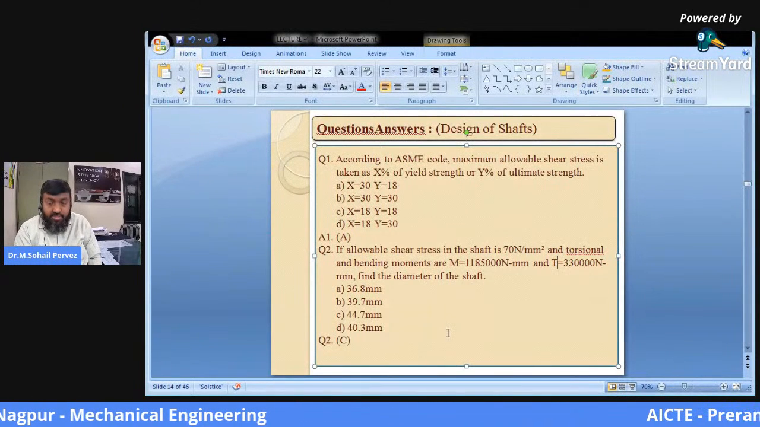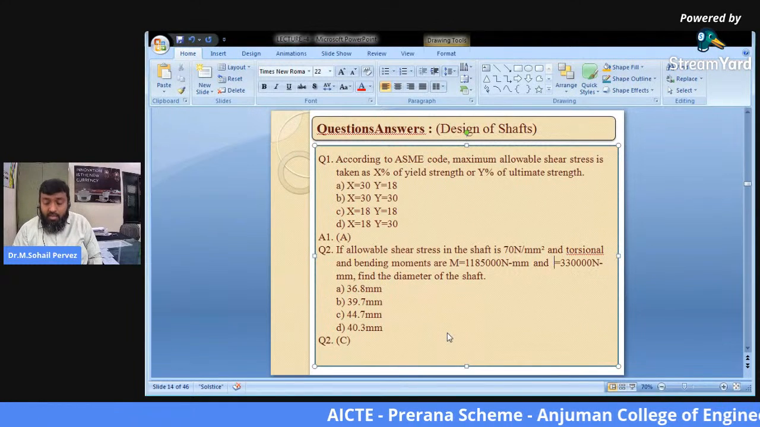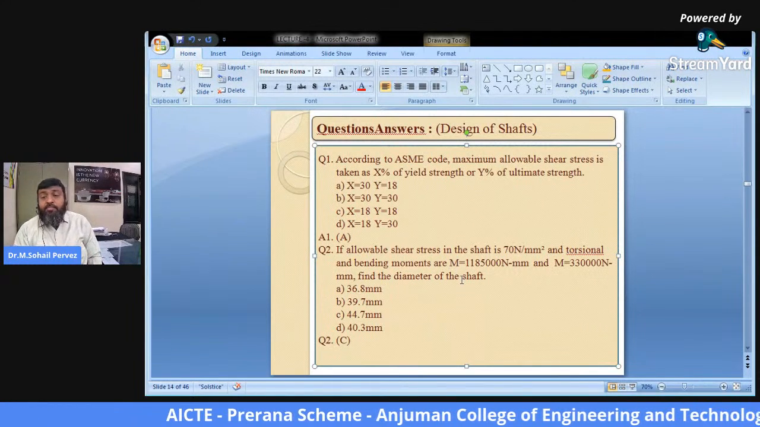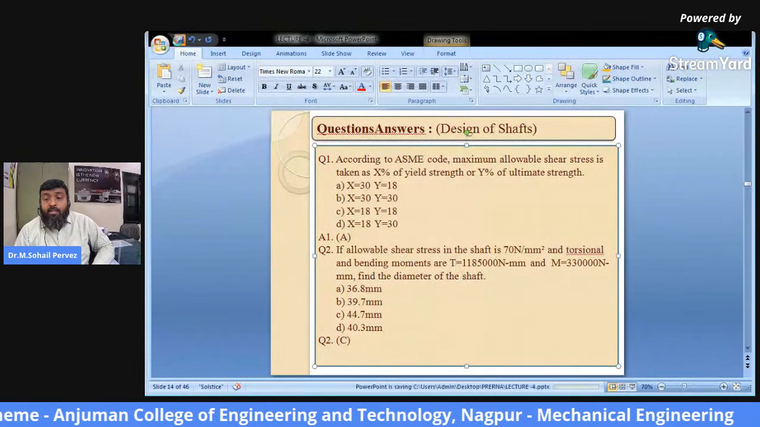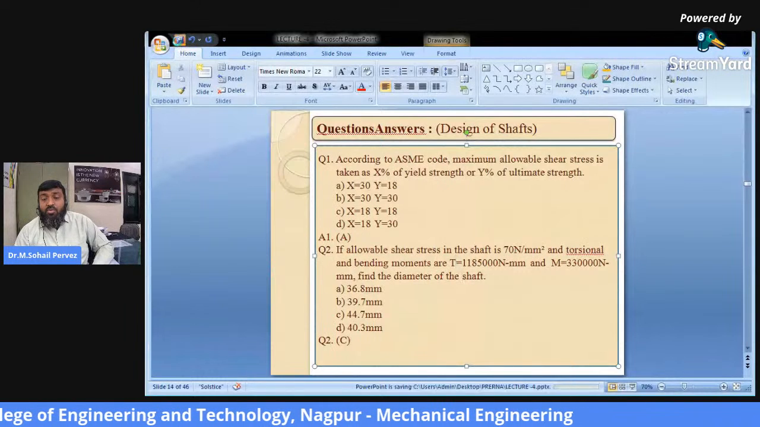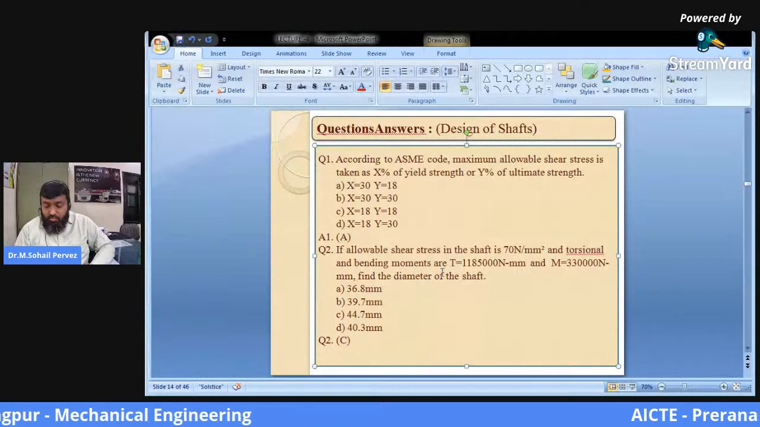You may take this as M, because it is showing a hierarchy, and this as T. So you can show this. So this is question number 2.